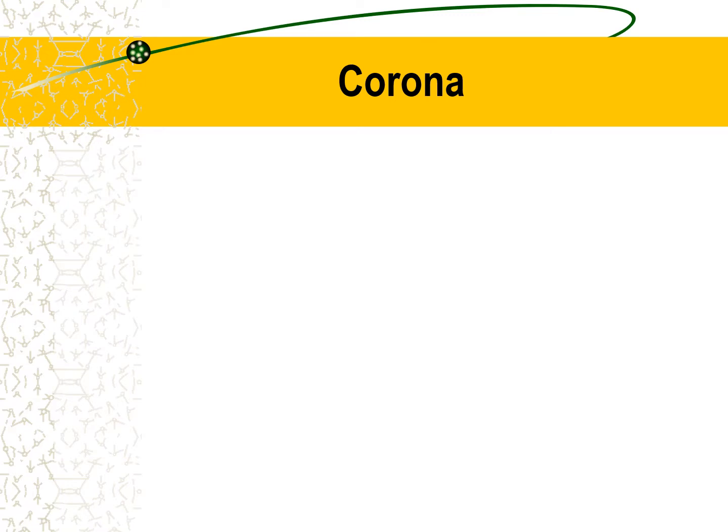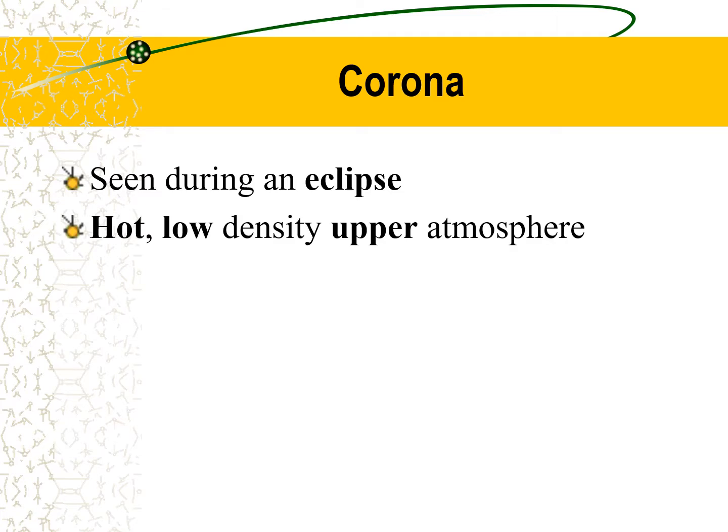The corona is seen during a total solar eclipse. It is the hot, low-density upper atmosphere of the sun. There is a rapid temperature change between the corona and the chromosphere. The chromosphere is one temperature, and then we see a huge, drastic increase in temperature as we reach the corona.